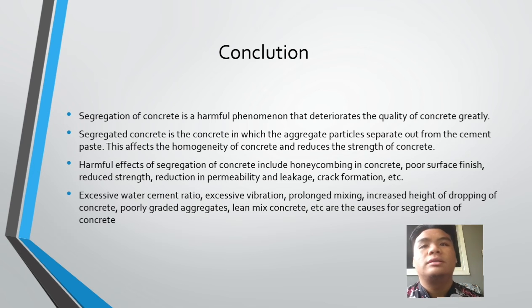Okay, last, conclusion. Segregation of concrete is a harmful phenomenon that deteriorates the quality of concrete greatly. In segregated concrete, the aggregate particles separate out from the cement paste. They affect the homogeneity of concrete and reduce the strength of concrete. Harmful effects of segregation of concrete include honeycombing in concrete, poor surface finish, reduced strength, increased permeability and leakage, crack formation and so on. Excessive water cement ratio, excessive vibration, prolonged mixing, increased height of dropping of concrete, poorly graded aggregates, and lean mixed concrete are the causes of segregation of concrete.